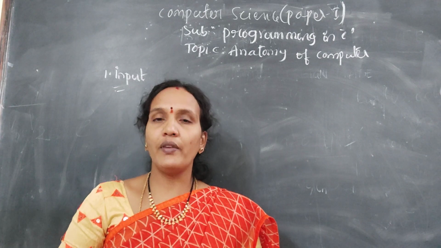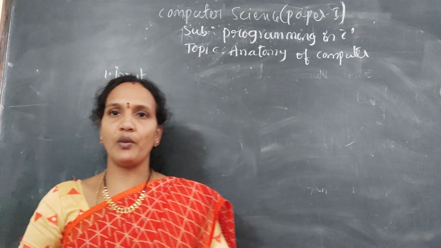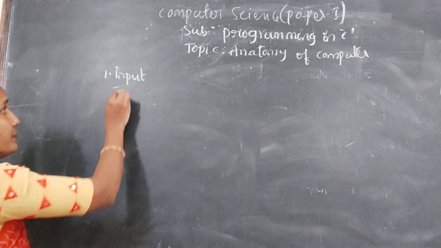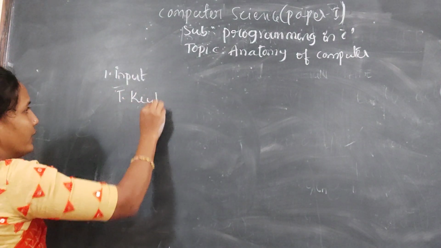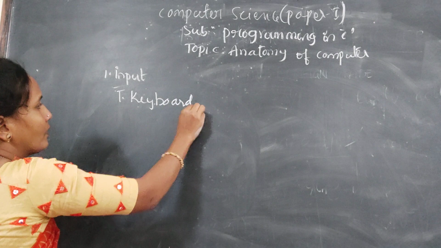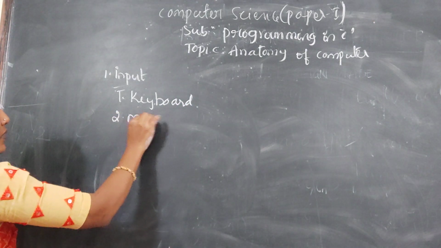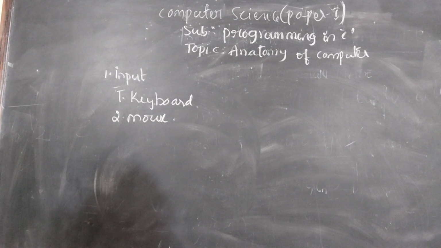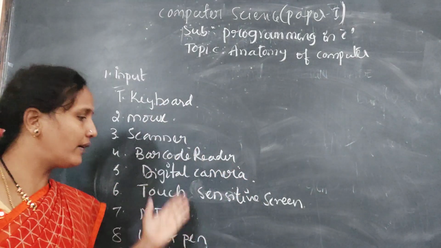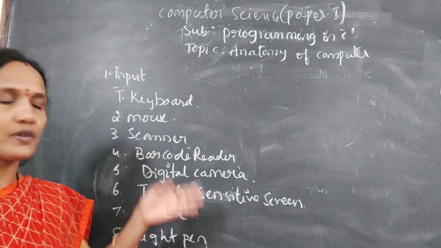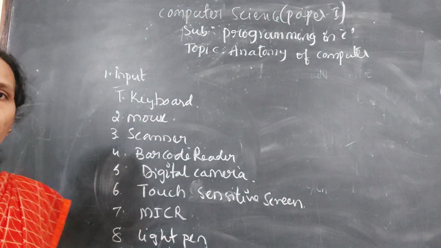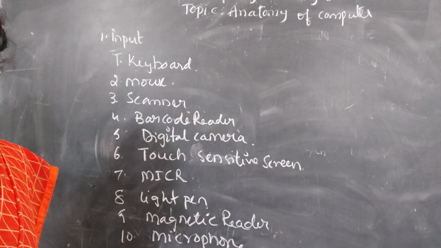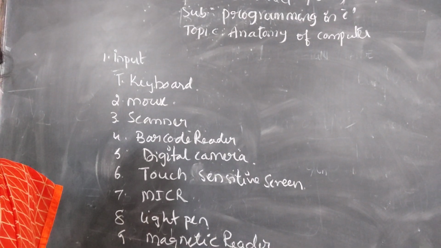Here we have a list of the input devices we are using today. The first one is the keyboard. The second one is the mouse. I will give you the list of devices. Here you have the list of input devices. First, take a screenshot of this. Here I have given 10 devices. Take a screenshot of this.